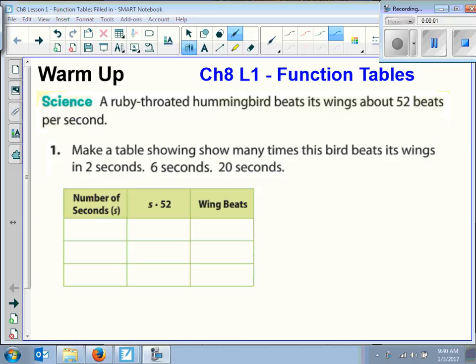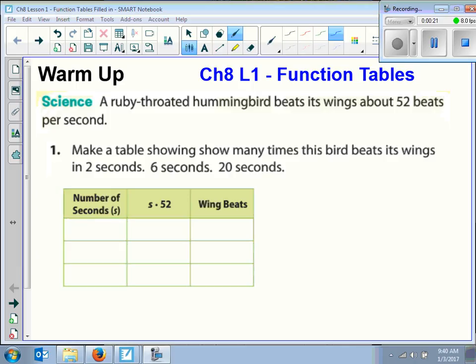A hummingbird beats its wings about 52 beats per second. Here we want to make a table showing how many times this bird beats its wings in 2 seconds, in 6 seconds, and in 20 seconds. Okay? So, the first thing we want to do is, here's a table.